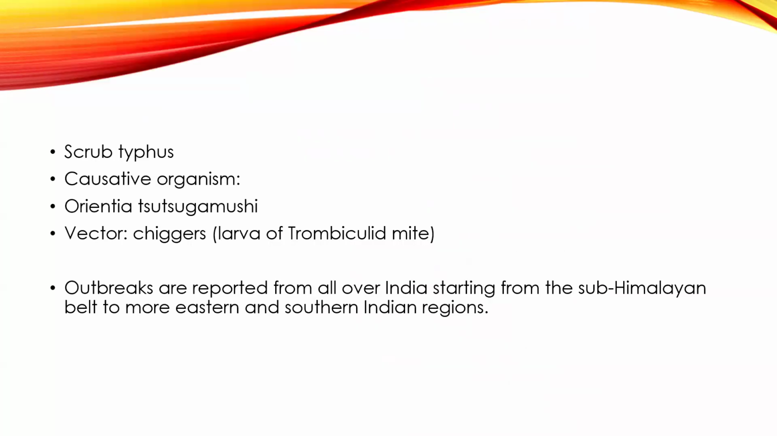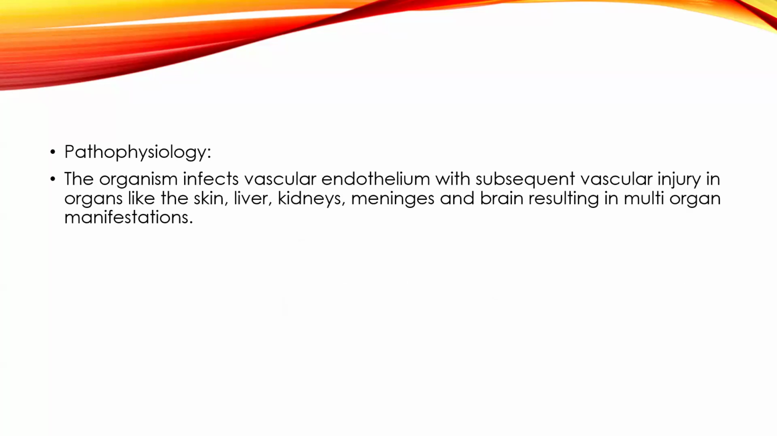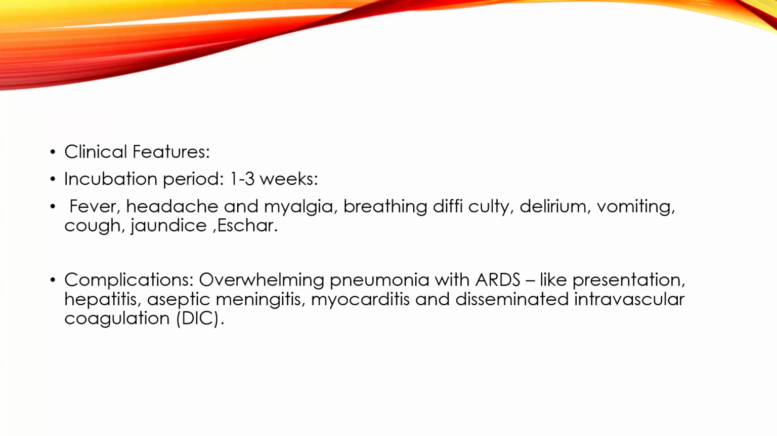So if the scrub typhus is positive, then the causative organism for the scrub typhus is Orientia tsutsugamushi which is caused by the chiggers. The outbreaks are reported from all over India, starting from the sub-Himalayan belt to more eastern and south Indian regions. Regarding pathophysiology, organism will affect the vascular endothelium with subsequent vascular injury in organs like skin, liver, kidneys, meninges, brain, resulting in multi-organ manifestation.